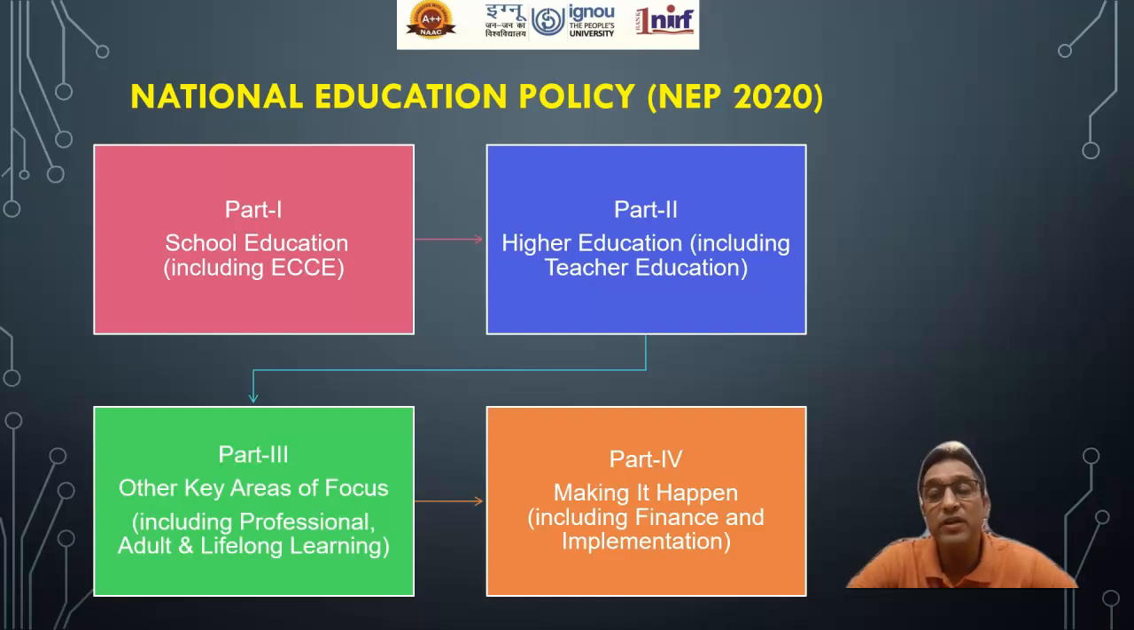First part is school education, which also includes early childhood care education. The second part is on higher education, which also includes the teacher education section. Then part three, the third chapter, is other key areas of focus. It includes professional, adult, and lifelong learning. And the fourth part of this document is making it happen, including finance and its implementation aspect.